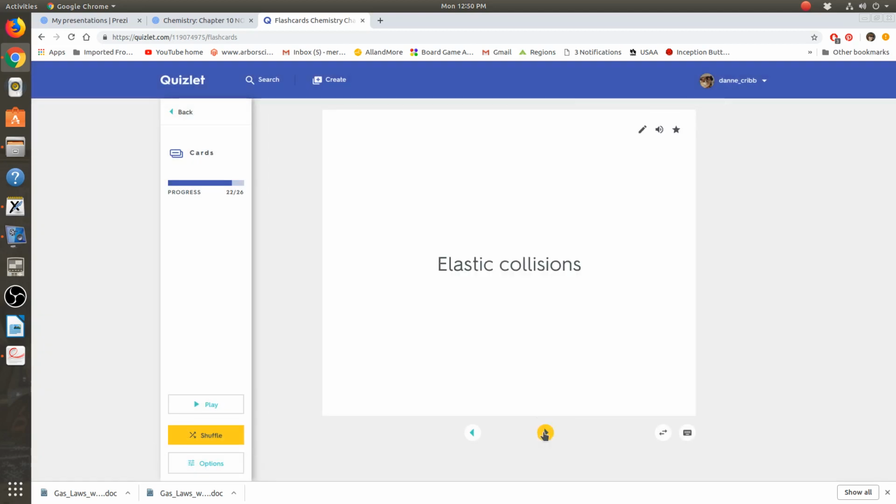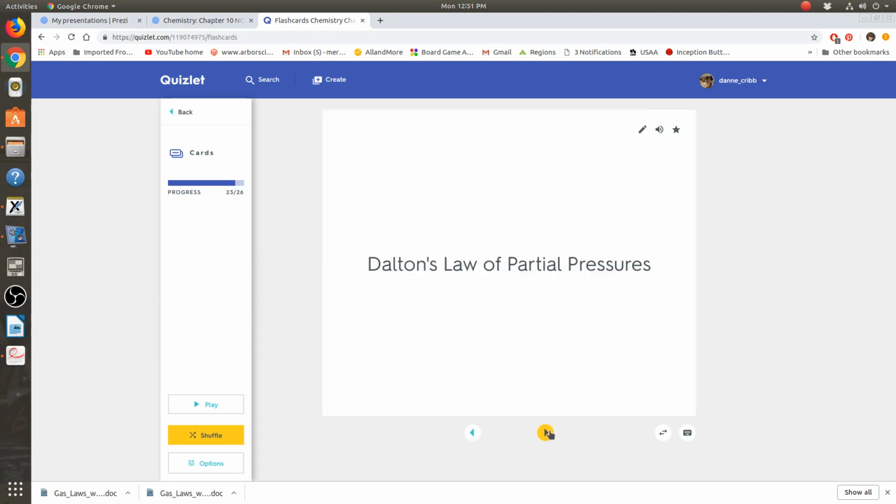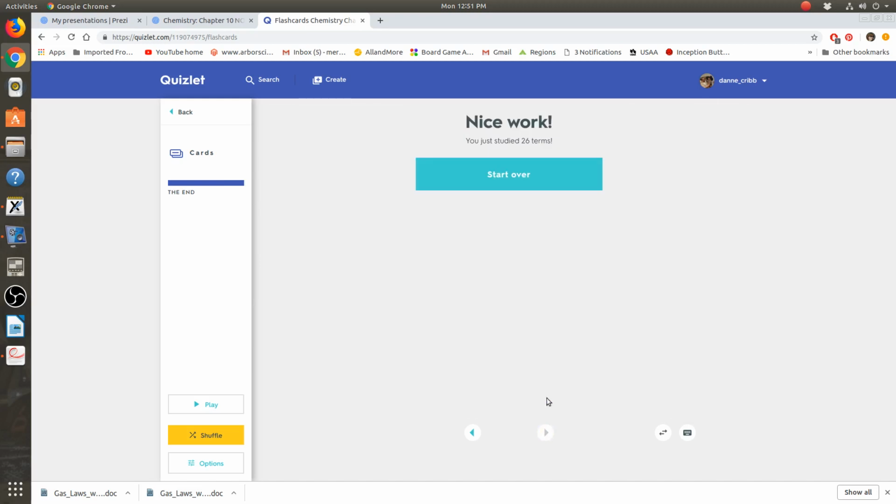Elastic collisions. This shows how when they collide and go away, the sum of object 1 plus object 2 is still the same. The sum of the energy is the same. So that's elastic collisions. Dalton's law of partial pressures, an easy one. Combined gas law. I'm just going through them quickly to see which ones I wanted to show you.